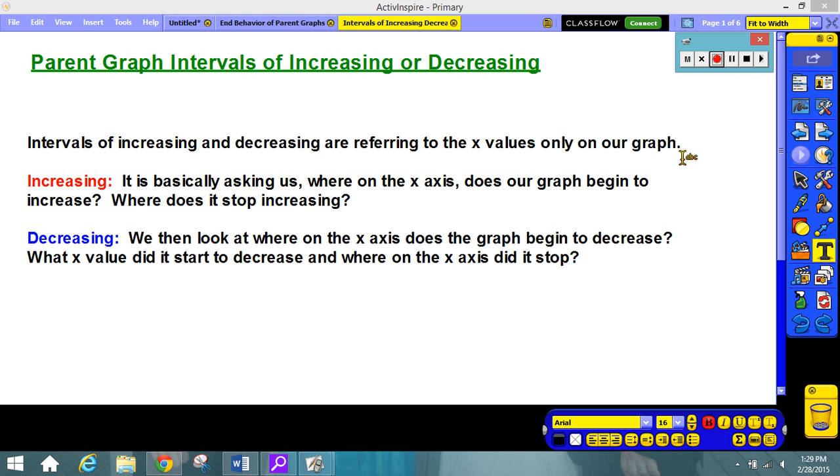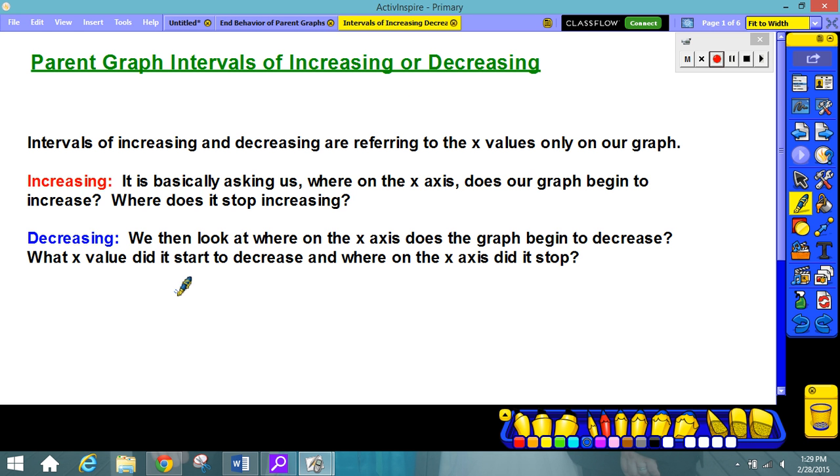We're going to talk about parent graphs and discussing the intervals of increasing and decreasing on our parent graph. Intervals of increasing and decreasing are referring to the x values only on our graph. Never do we refer to what value on y the graph is increasing or decreasing. It only pertains to the x values.